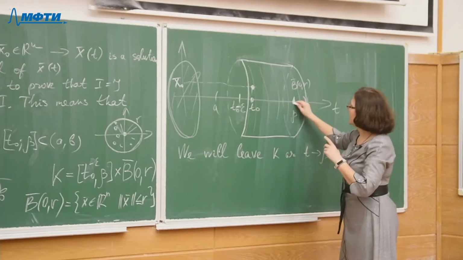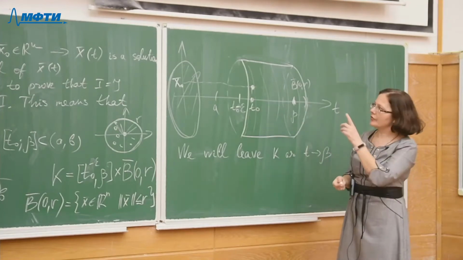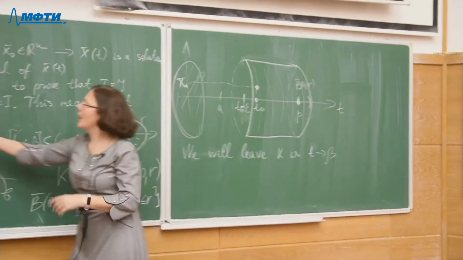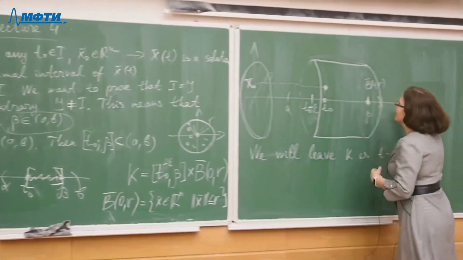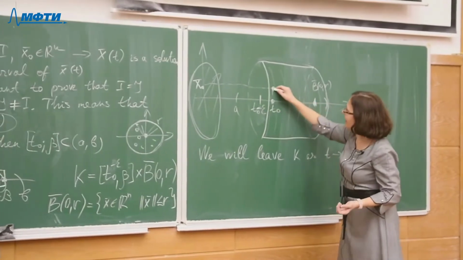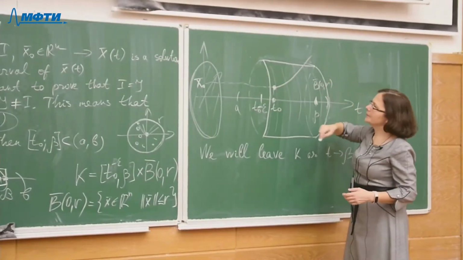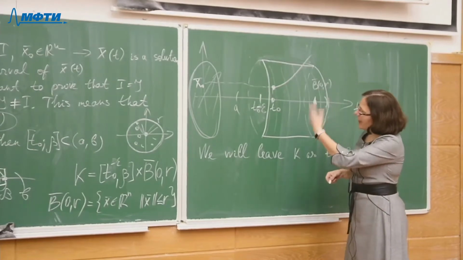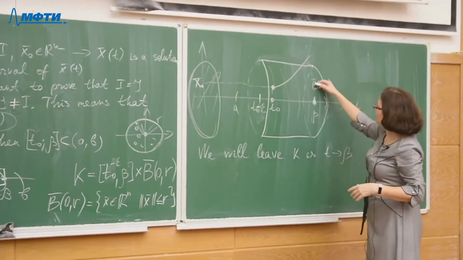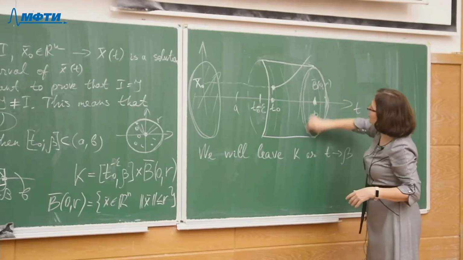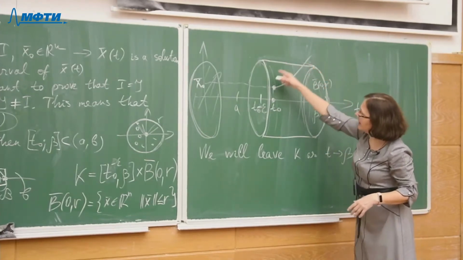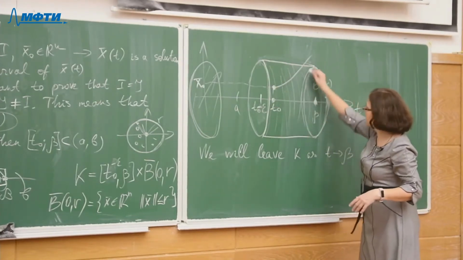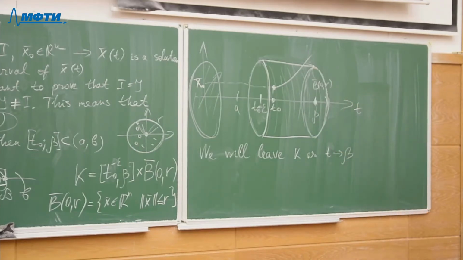Okay, the maximal interval of our solution is, by assumption, from alpha to beta. So we may leave this compact set only through the lateral boundary, right? So we should not go through these two disks, but we should intersect the lateral boundary, this boundary surface. So we start leaving the cylinder from t0. This is when we start leaving.